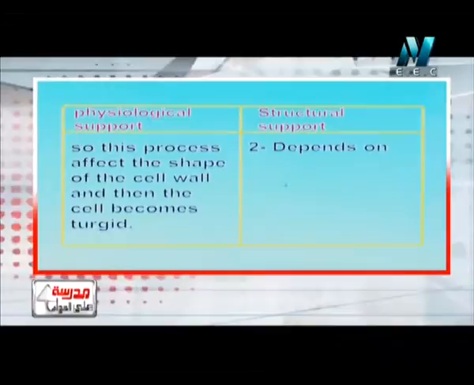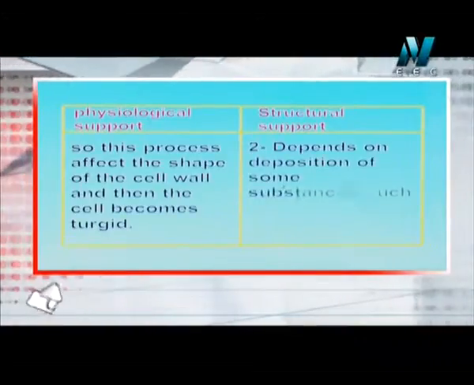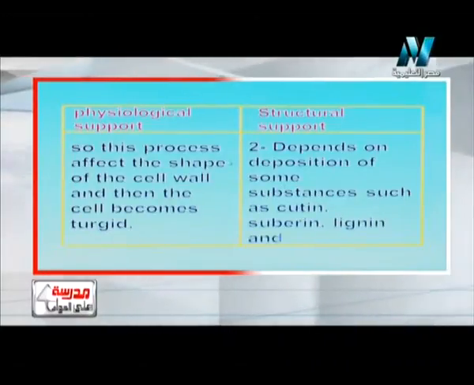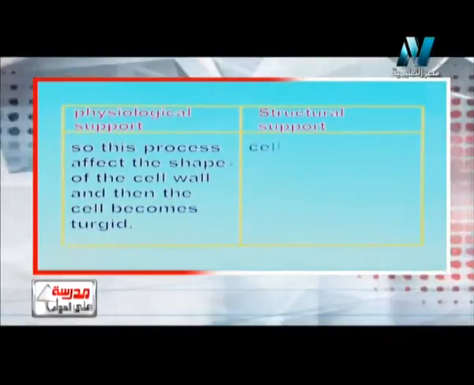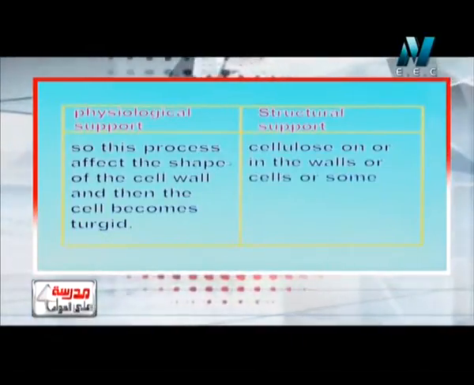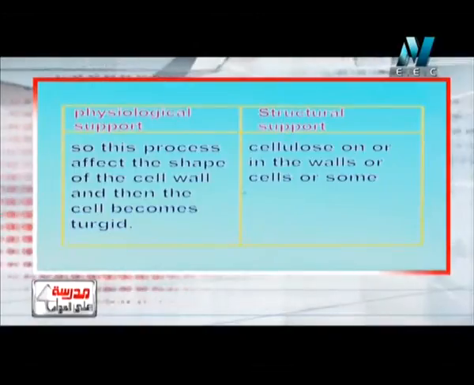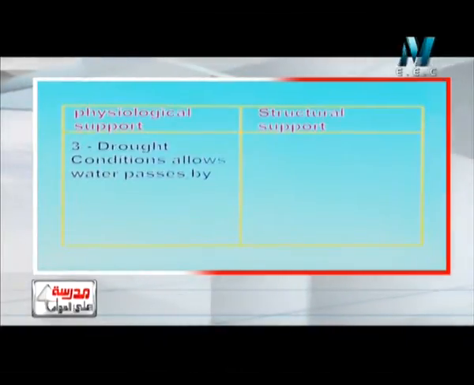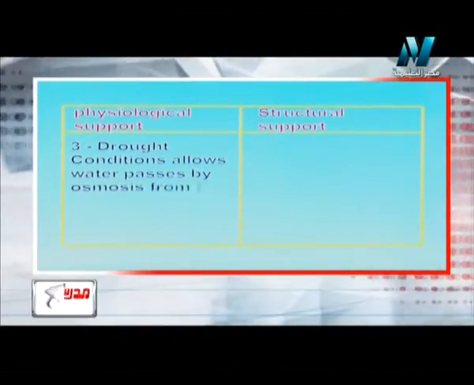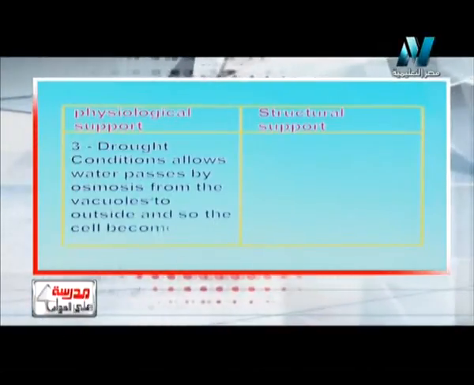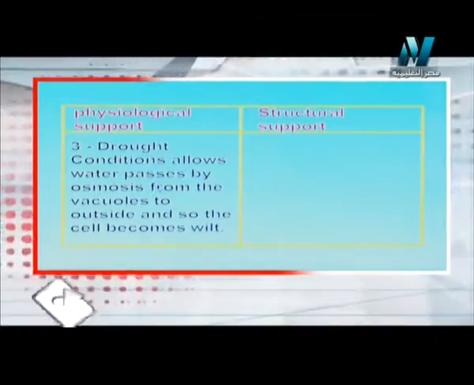While the structural support depends on the deposition of some substances such as chitin, cyprine, and lignin. In structural support, these substances are deposited on the wall or on some part of the plant cell. Physiological support: drought conditions always allow water to pass by osmosis from the vacuoles to outside, so the plant wilts.